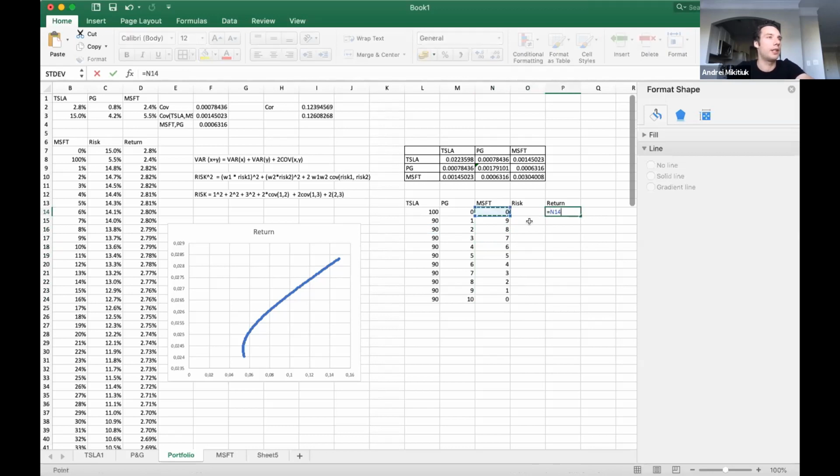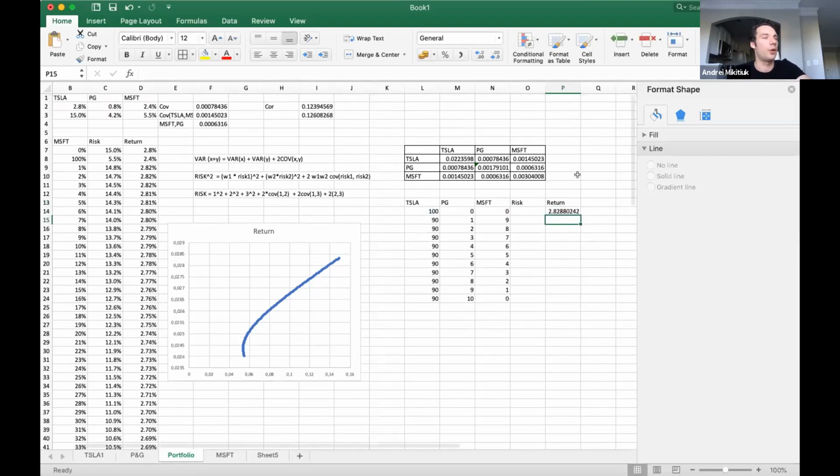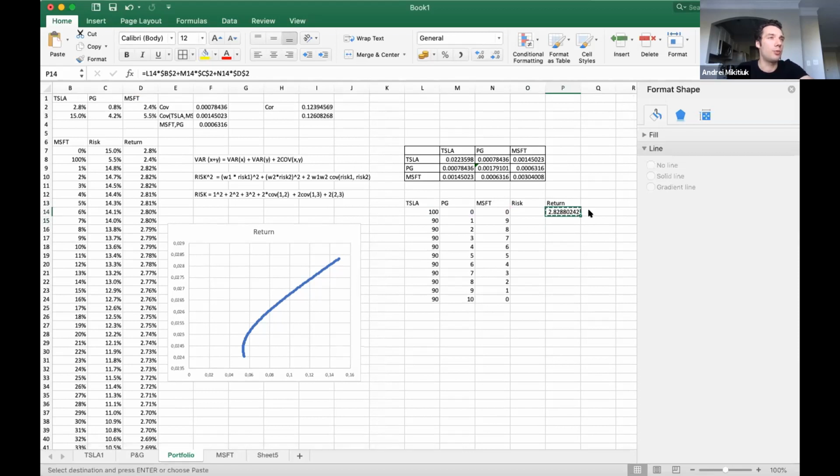Okay, so that's the return. So 100% of Tesla times the return of Tesla, plus 0% of Procter & Gamble times the return of Procter & Gamble, plus 0% of Microsoft times the return of Microsoft. So returns will be the same, and let's show them nicely.